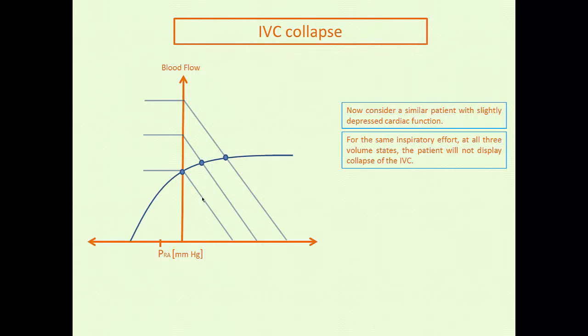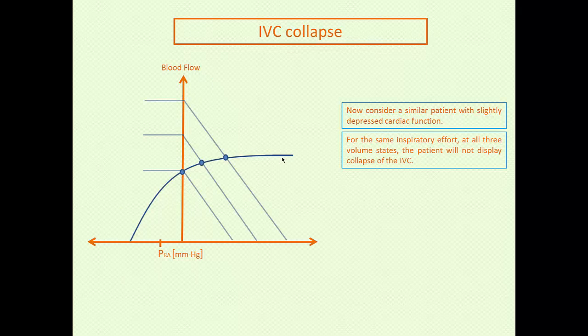And then even in the hypovolemic patient, you may actually not lower your right atrial pressure enough to cause the abdominal collapse, or to lead to a pressure gradient between the IVC and the abdominal pressure to lead to IVC collapse. And you can see that the reason this is because cardiac function is depressed.